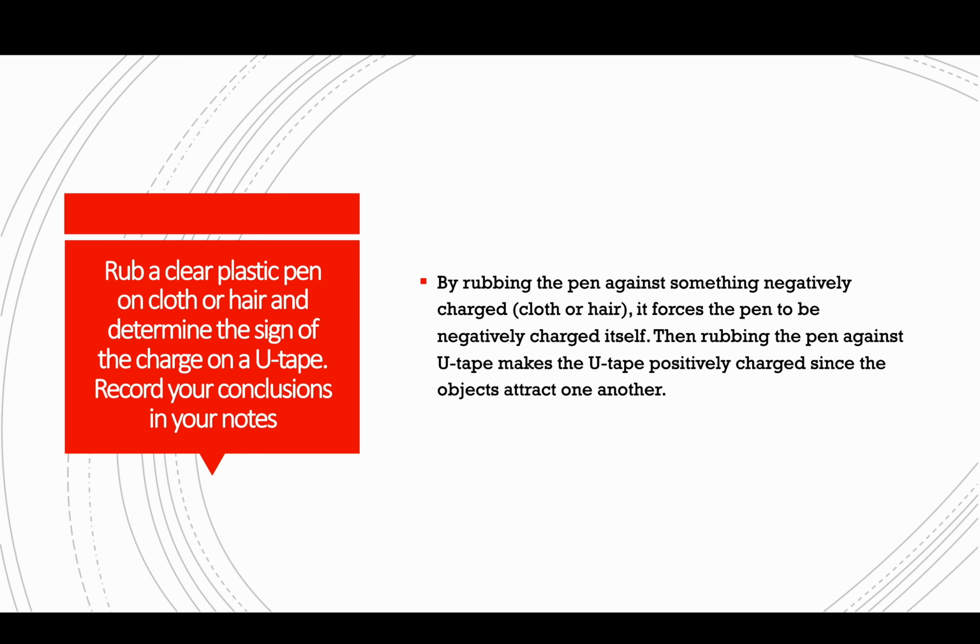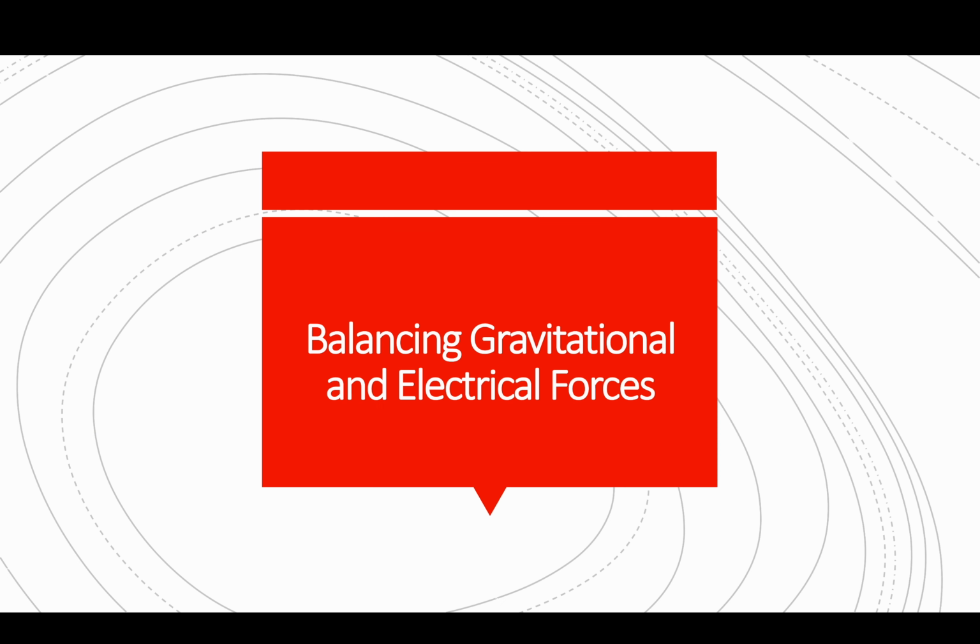Rubbing a clear plastic pen on cloth or hair forces the pen to be negatively charged itself, and then rubbing it against the U-tape makes the U-tape positively charged, and then they attract one another.